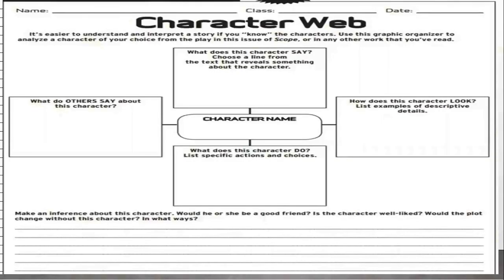Here there is a character web. Please try to solve it, and then you will be able to write a good character sketch.